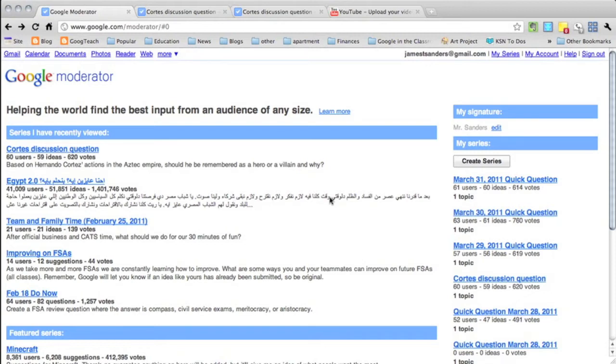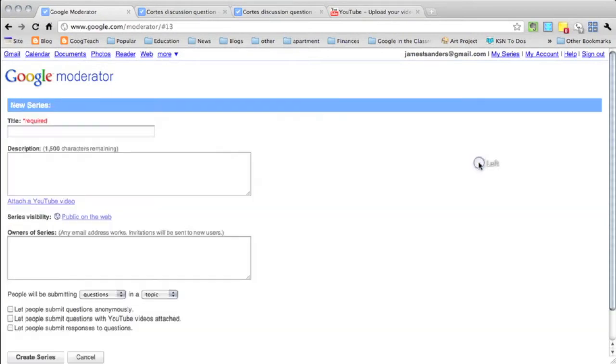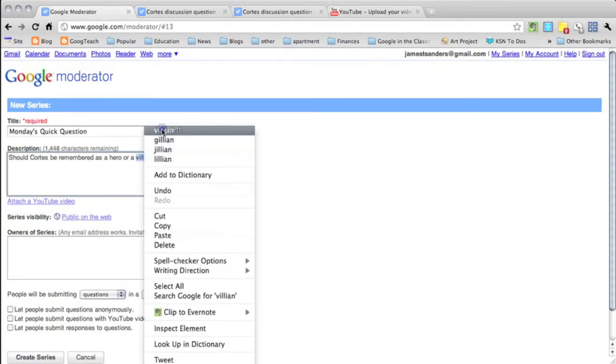So here's Google Moderator after you've created an account. To set up a question for your students, you click Create Series. Let's say, for example, I'm going to create Monday's quick question. Down here, I would write the question. The question might be, should Cortez be remembered as a hero or a villain? And that would be the question that I would give to my students.